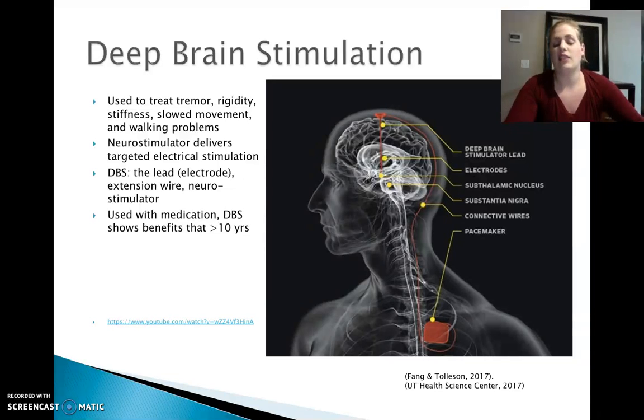And down here I have a link that actually shows the DBS system being turned on in a patient with Parkinson's, and you can see the tremors begin, and then as those impulses are starting to send up to the brain, the tremors actually completely cease.